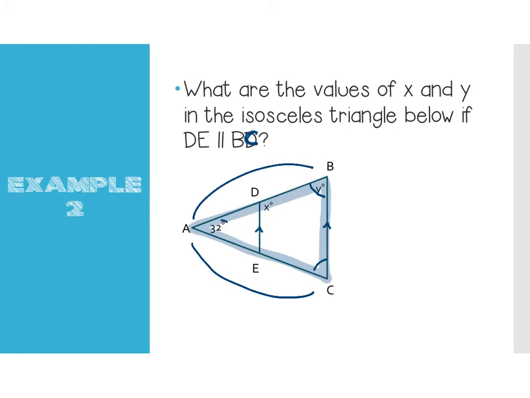Now, because this is 32 and all three angles in my triangle have to add up to 180, if I subtract that 32 from 180, I get 148. And then because these two angles are congruent, I can divide that 148 by 2.